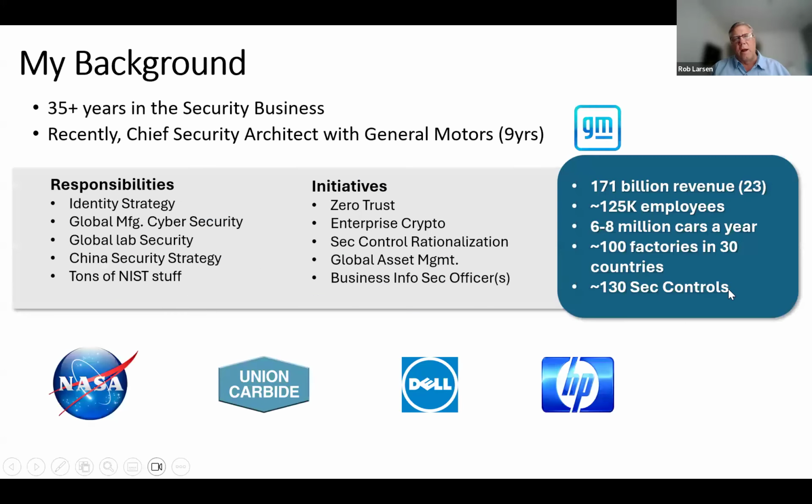Here we go. My background: 35 years in the security business, and recently I was the chief security architect for General Motors. I was there for about 9 years. My responsibilities there were around the identity strategy, global manufacturing cybersecurity, global lab security, and some of the key initiatives: zero trust, enterprise crypto, security control rationalization, and global asset management. Before the GM work, I worked at HP for several years, Dell, Union Carbide, and I started my security career at NASA, the Johnson Space Center in Houston, Texas.